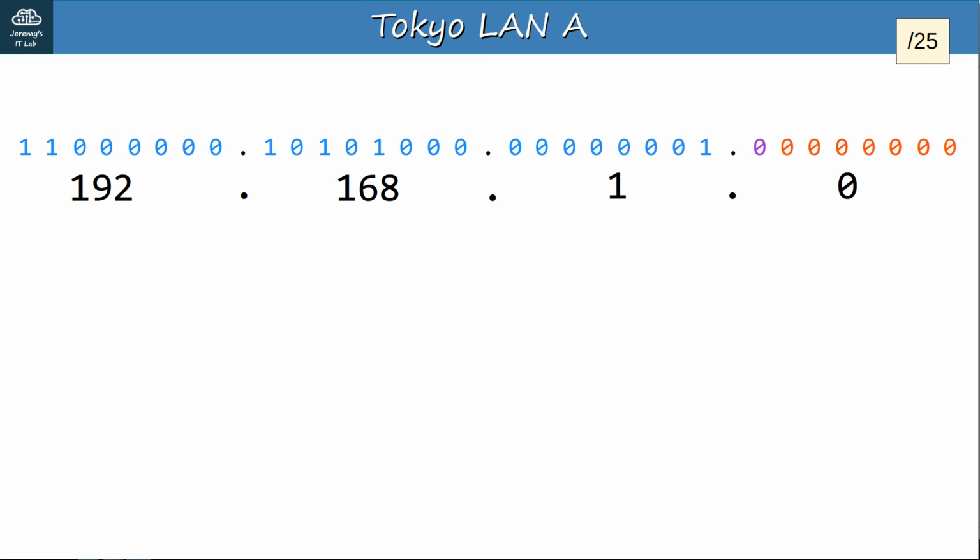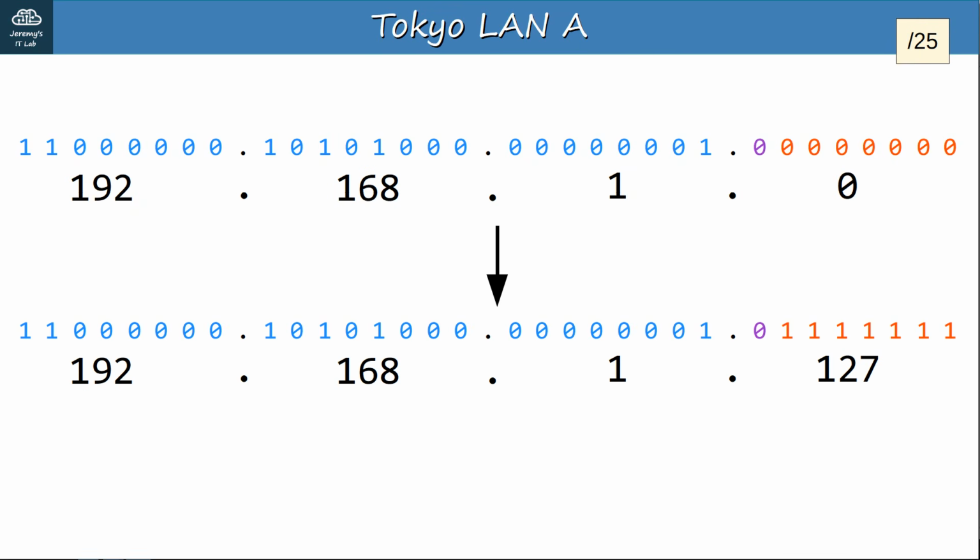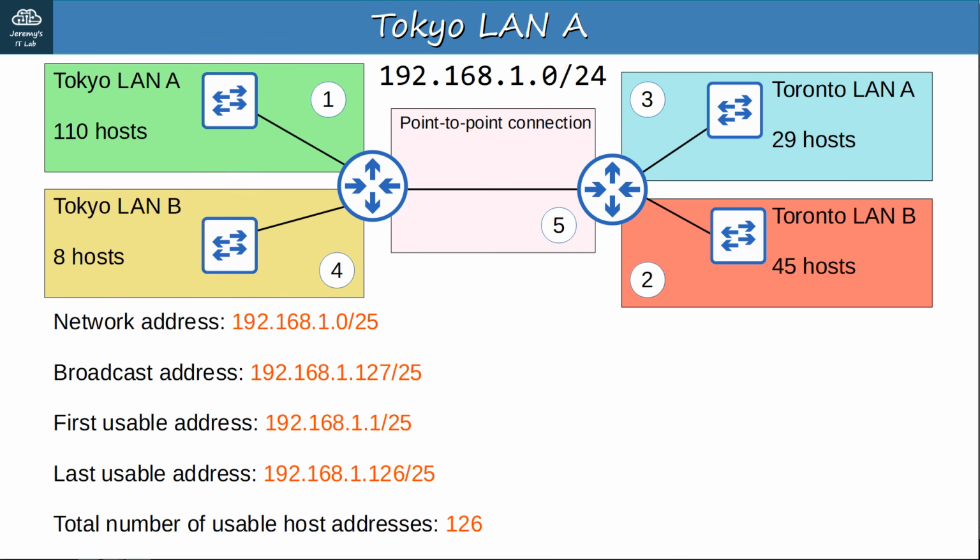So, I decided to use a /25 prefix length. Why is that? Well, a /25 prefix length leaves 7 host bits, which means a total of 128 addresses, so 126 usable host addresses. We need 110, so /25 is the correct prefix length. That means the network address is 192.168.1.0/25. Convert all of the host bits to 1, and this is the broadcast address, 192.168.1.127. So, now we have our answers for Tokyo LAN A.